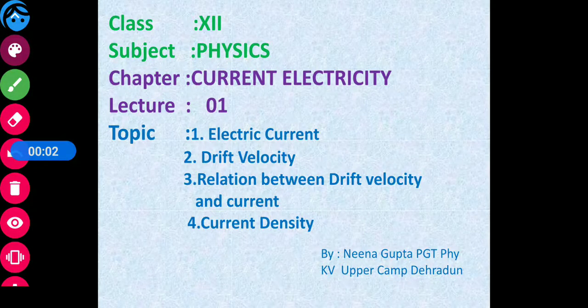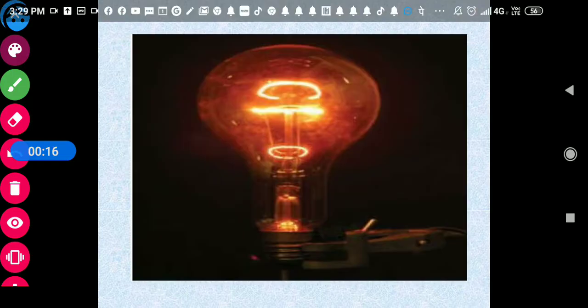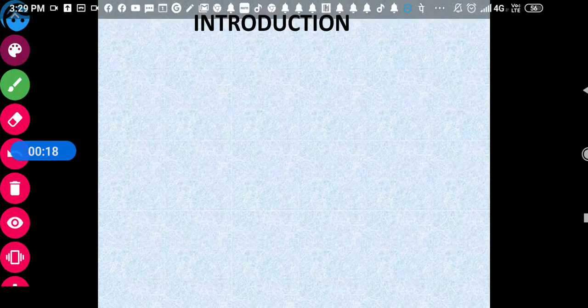Good morning, children. Let us start the new lesson, Current Electricity. In this lecture, I am going to cover the topic electric current, drift velocity, and the relation between drift velocity and current density.